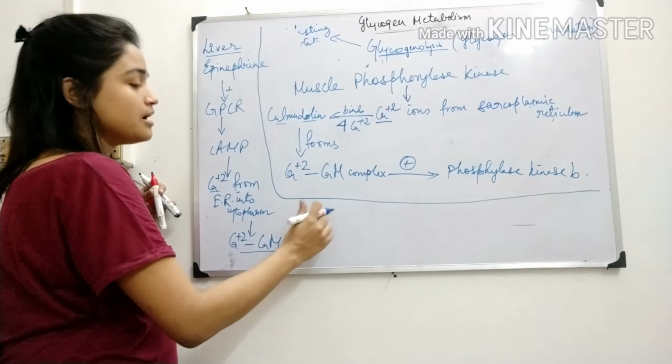So this is your overall picture of regulation of glycogenolysis and glycogenesis by the enzymes, or you can say calcium ions, and by the hormones. So this is overall your glycogen metabolism.